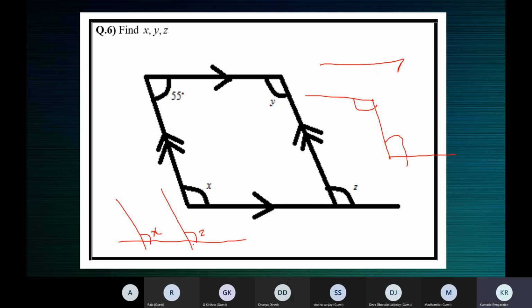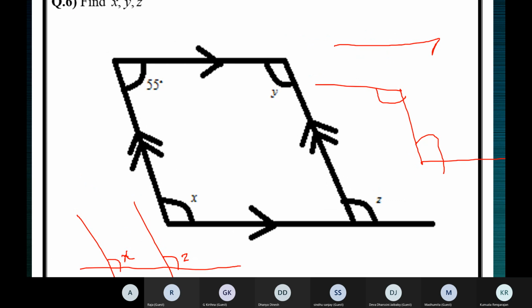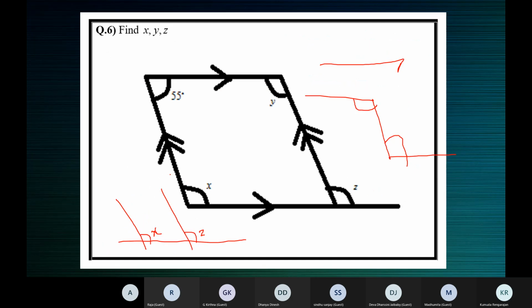See, I've extended this to understand better. So these are the parts. See this one and this one, this line and this line.